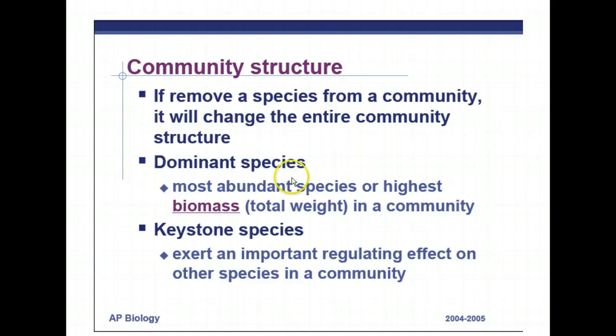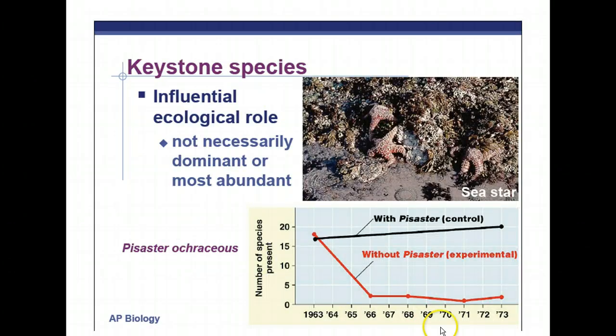Community structure: a dominant species just has the most biomass in the community. A keystone species exerts an important regulating effect on other species in the community. And usually, but not always, it can be a predator that suppresses an herbivore that would take over an area, like in the case of Pisaster. Here we have Pisaster that controls a type of clam or mollusk, and if Pisaster is not present, the mollusk basically takes over and biodiversity of all the other species goes down. So without Pisaster, without the keystone species of this predator, you have less biodiversity because the thing it eats takes over an area.